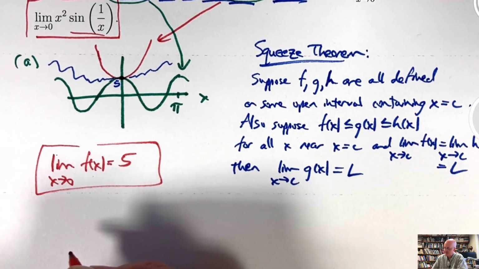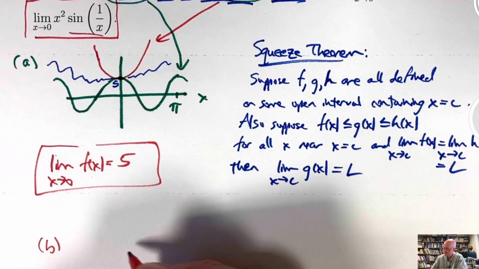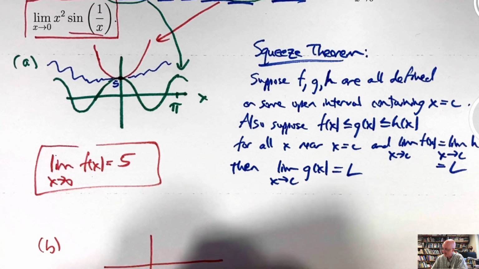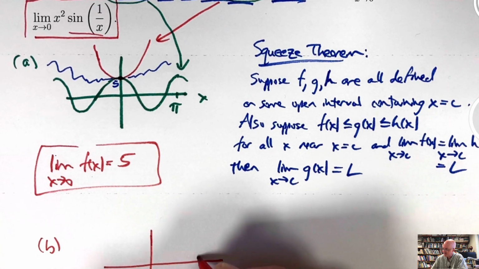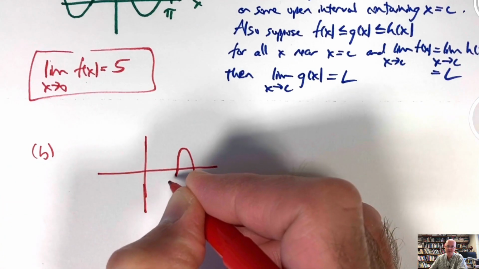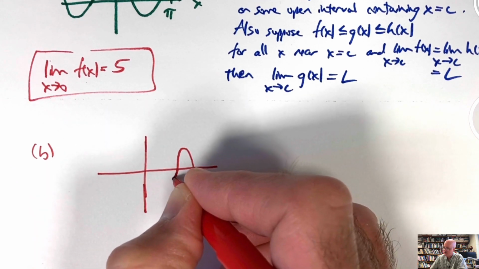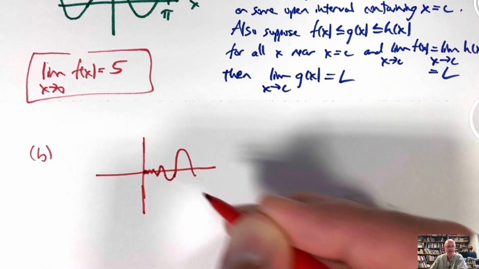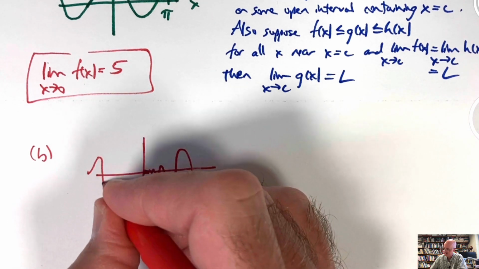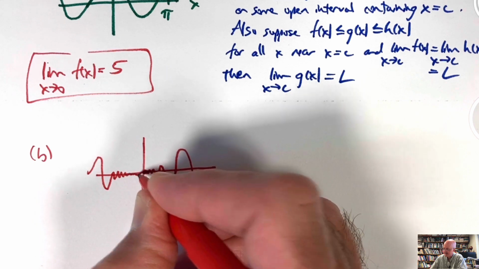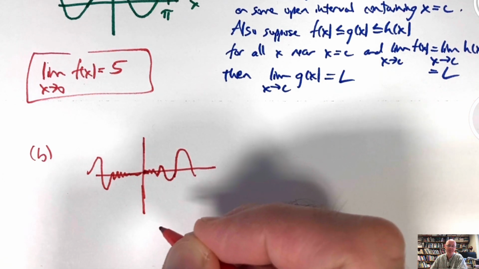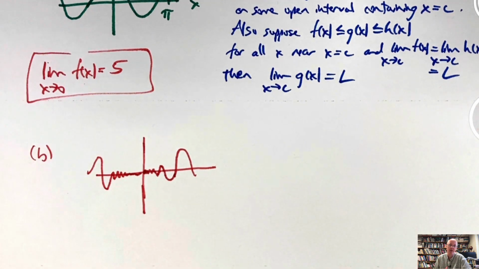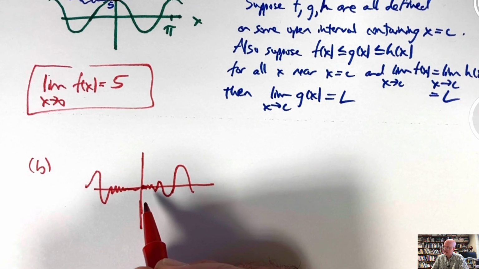If I try to graph this function here in part B, and you can use technology if you like, you will still see oscillations that are infinitely often near 0. However, those oscillations will be getting smaller and smaller, so it oscillates really, really fast as you approach 0. In fact, there are infinitely many oscillations here. But the oscillations do get smaller in amplitude the closer you get to 0. And so because of that, intuitively, the limit should be 0. And in fact, that is the answer.